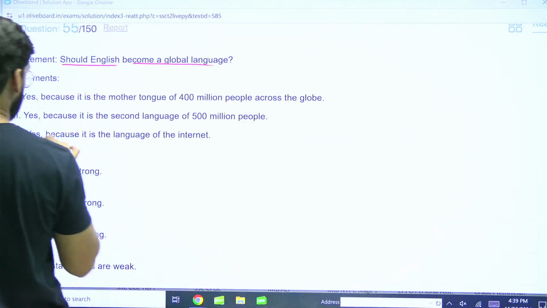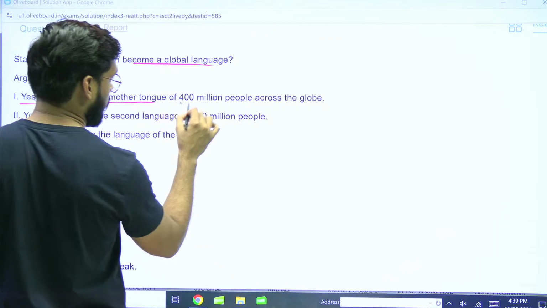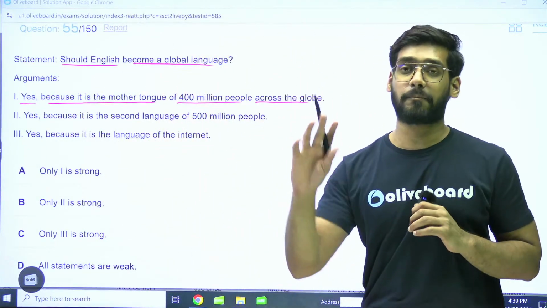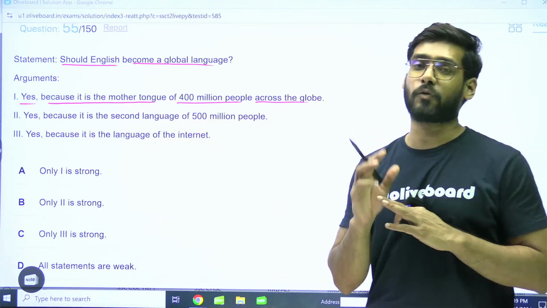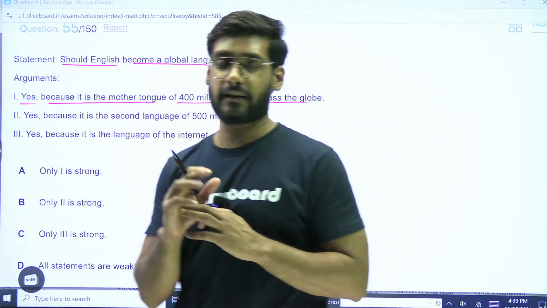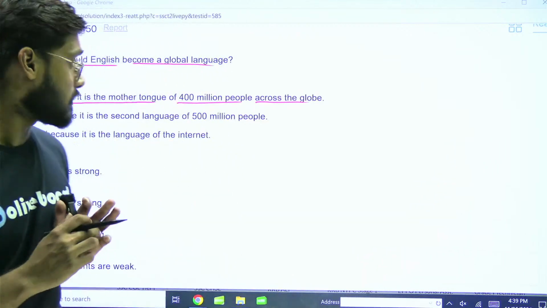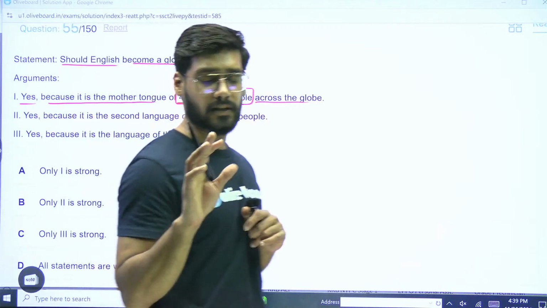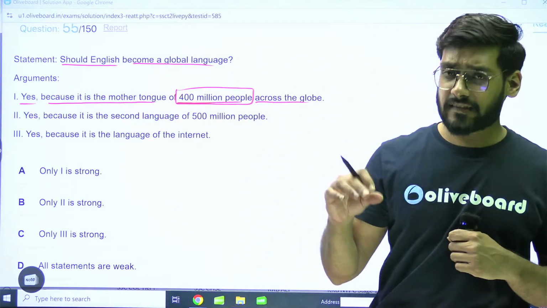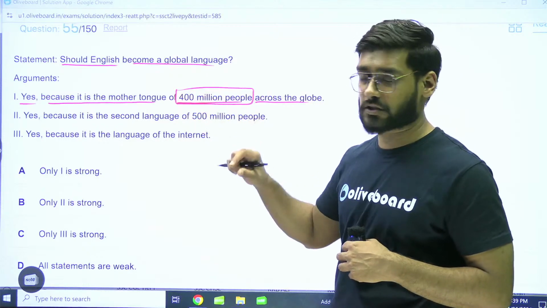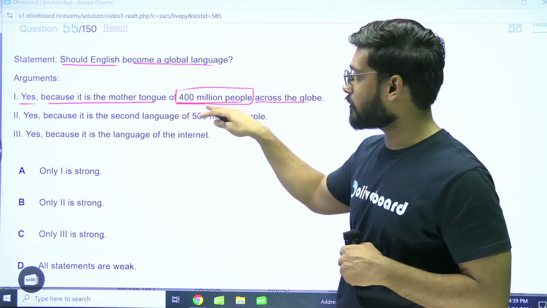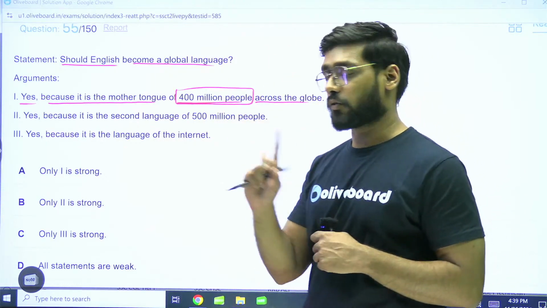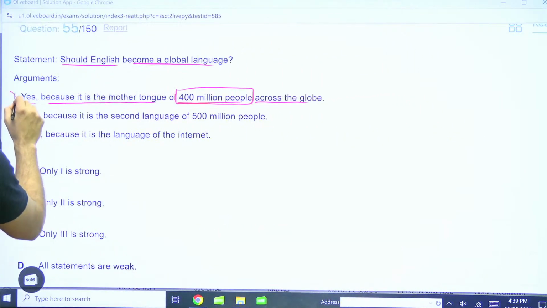The first argument is yes, because it is the mother tongue of 400 million people across the globe. The total population across the globe is around 7 or 8 billion, right? If it is the mother tongue of 400 million people, does this argument hold strong that we should make English a global language just because of them? What about the other millions of people? No, this argument is not right, and hence the first is wrong.